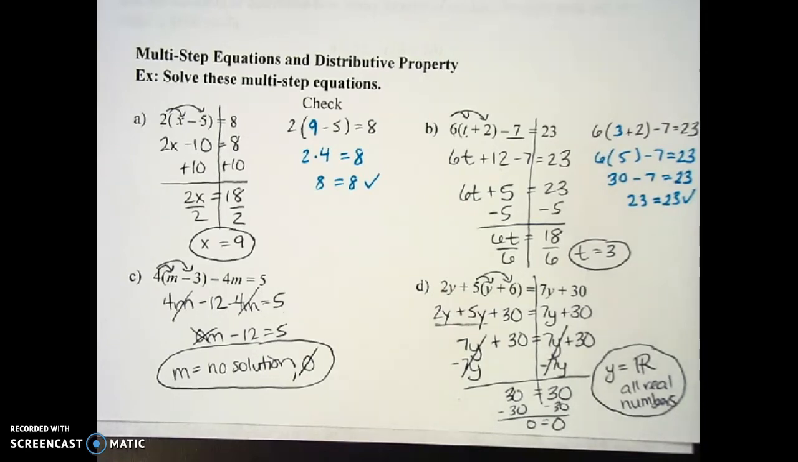We're getting rid of the parentheses first, then I combine my like terms, then I can subtract numbers from numbers, or in this case, letters from letters on opposite sides. And that very last step is if I just have a letter and just a number, then we can go ahead and divide. All right, let's go ahead and try 2 more.